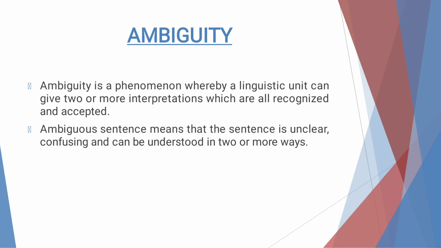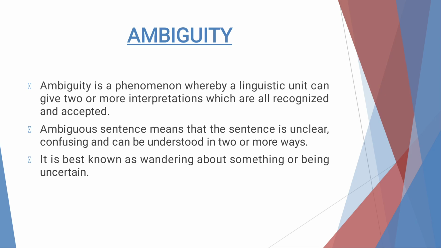So the secret behind ambiguity is the fact that the sentence could be interpreted in two or more ways. It could either be a word or a sentence. So it is a phenomenon or a situation whereby a linguistic unit can give two or more interpretations. The emphasis is on two or more. Ambiguity is best known as wondering about something or being uncertain.